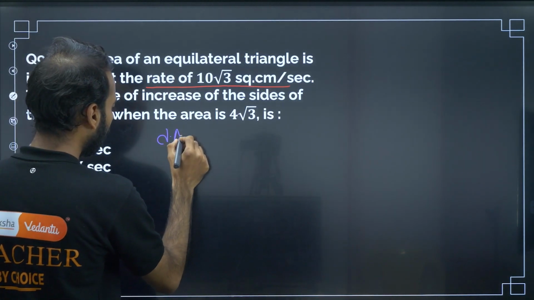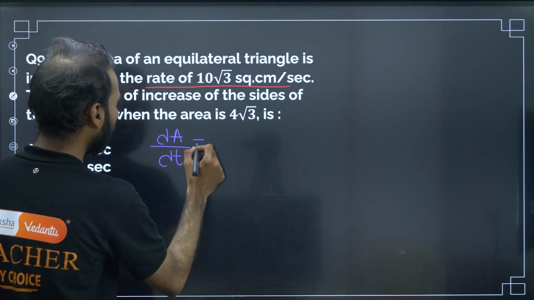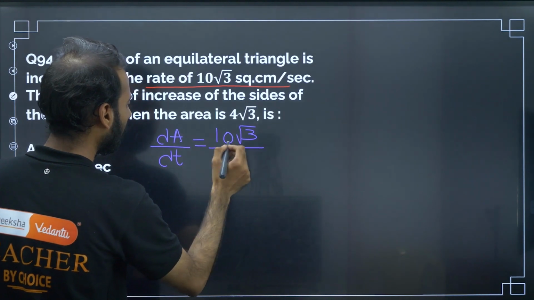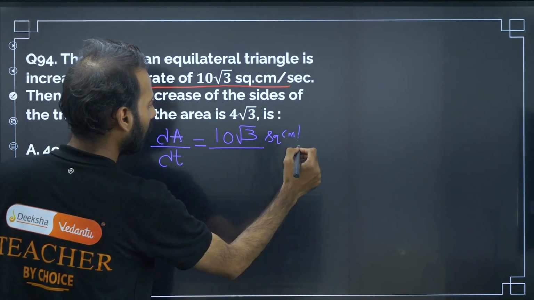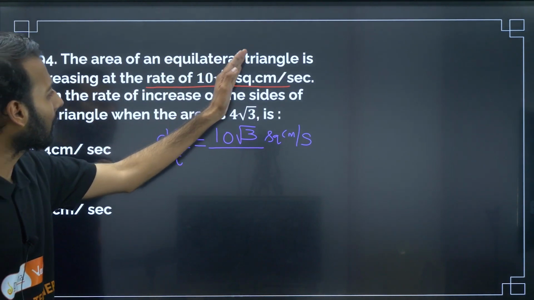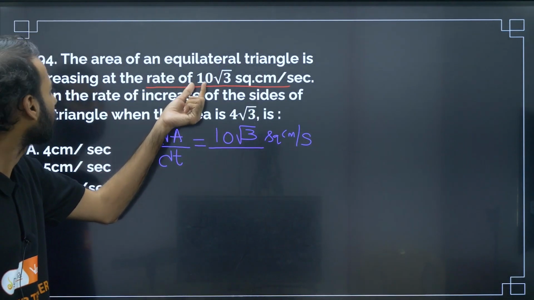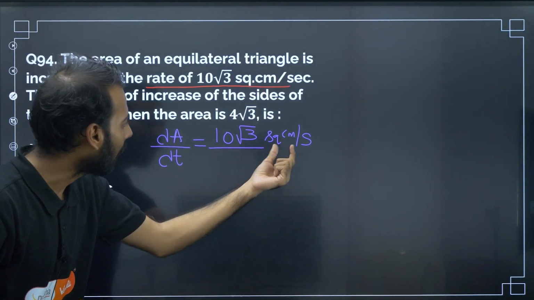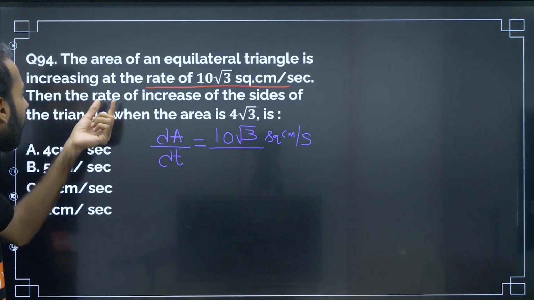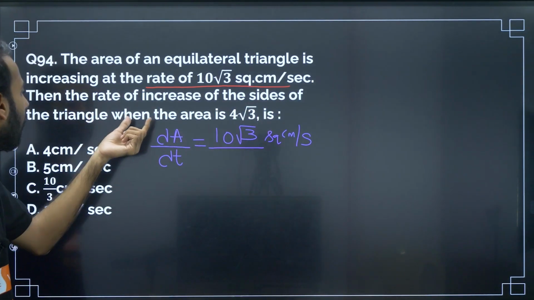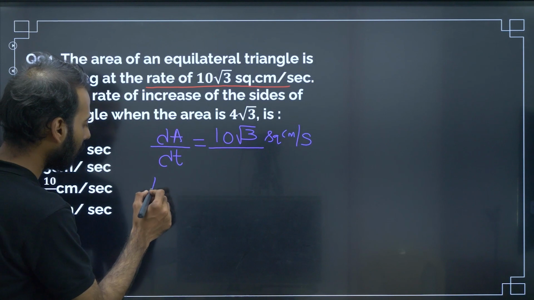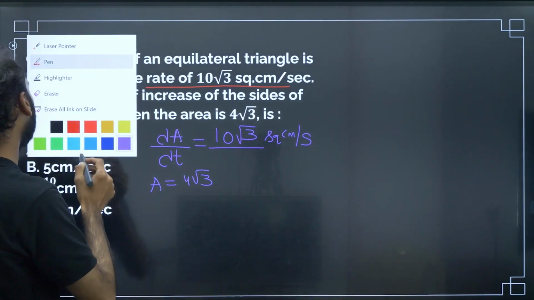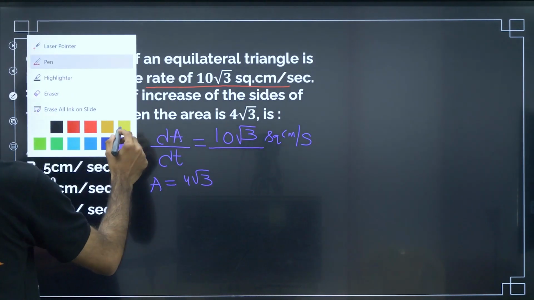Area of triangle is increasing at rate of 10 root 3 square centimeter per second. See here, square centimeter means square, second means time, so dA by dt is 10 root 3. Then the rate of increase of sides of the triangle when area is, one data they have given, the area is 4 root 3.